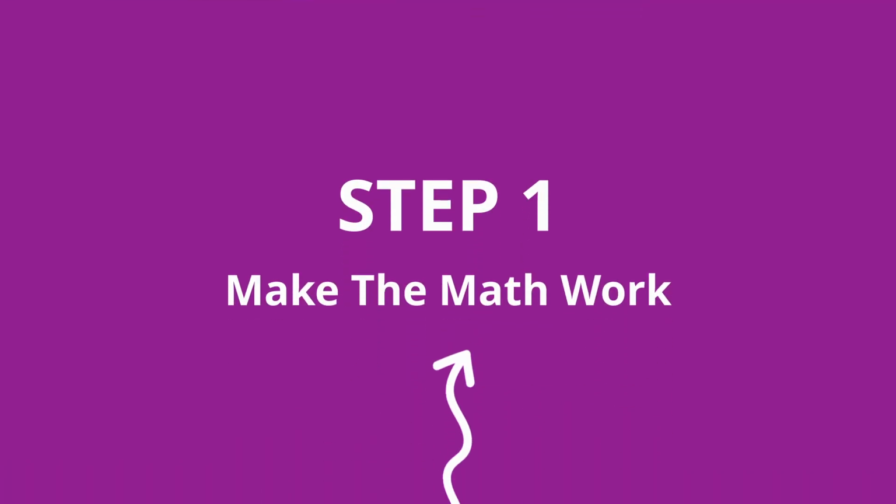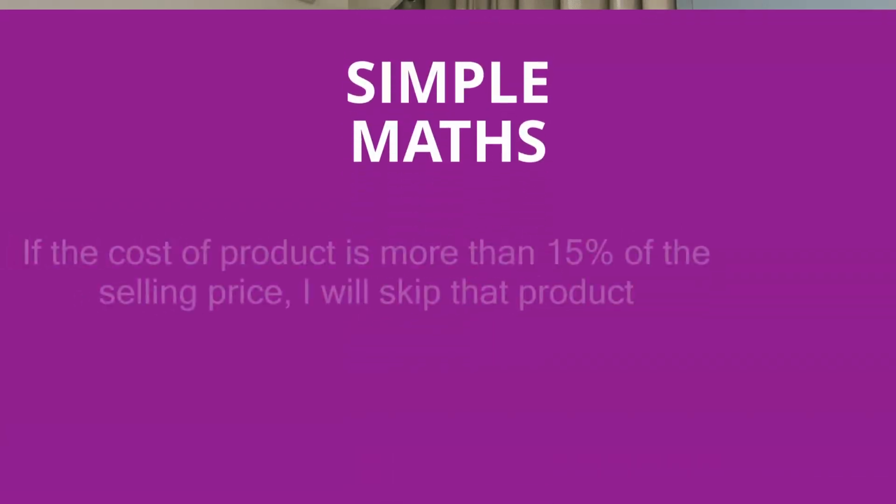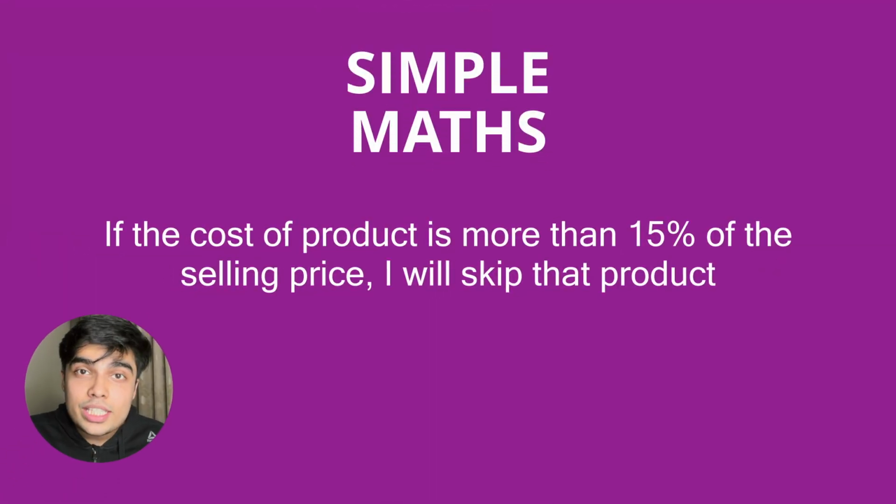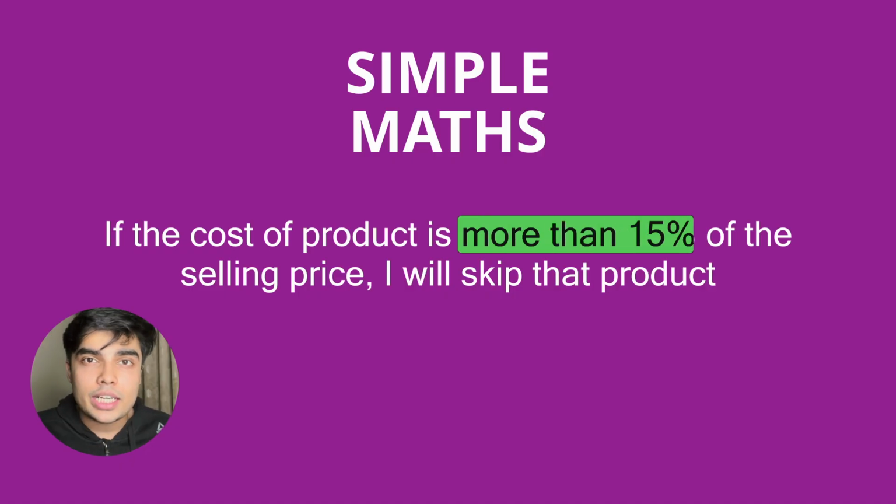Step 1. Make the math work. The first thing I look at is the math. My rule is simple. If the cost of buying or producing a product is more than 15% of the price for which it is sold, I skip that product. Here's how I check this.